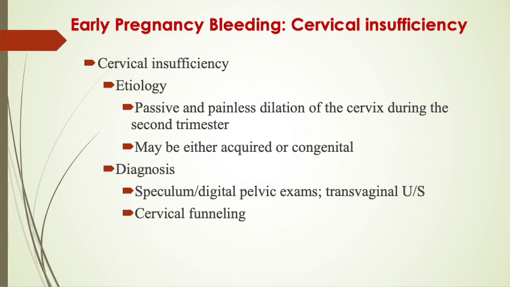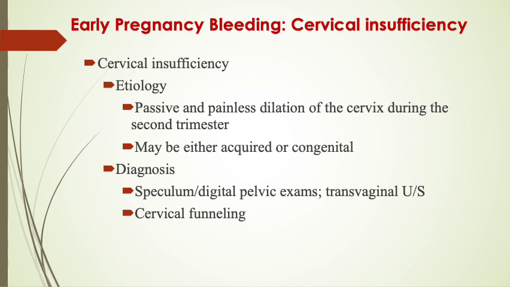According to the American College of Obstetricians and Gynecologists, cervical insufficiency or incompetence is defined as the inability of the uterine cervix to retain a pregnancy in the second trimester and the absence of uterine contractions. So basically, with this cervical insufficiency or cervical incompetence, the patient experiences passive and painless dilation of the cervix during the second trimester. And so this condition may be either acquired or congenital.